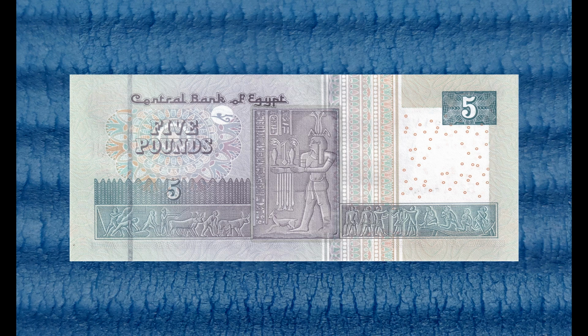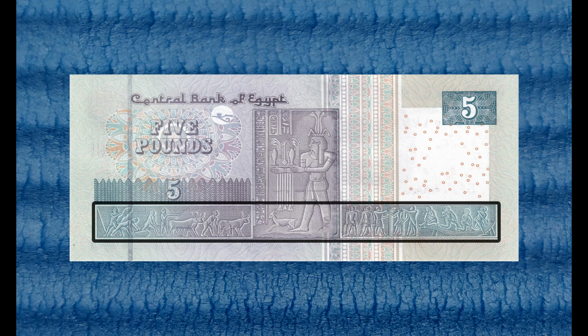for both regions. And, next, at the bottom of the note appears a pharaonic wall relief describing daily activities, that is, pharaonic scenes depicting the Egyptian workers farming and fishing.